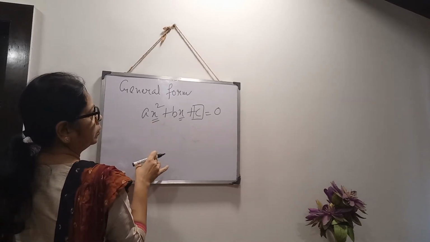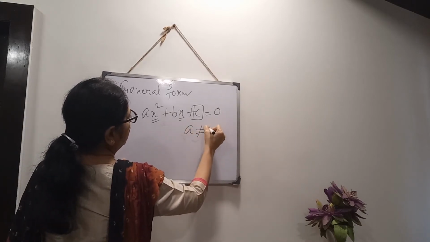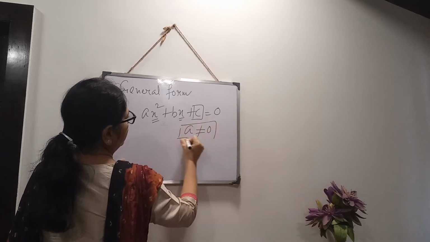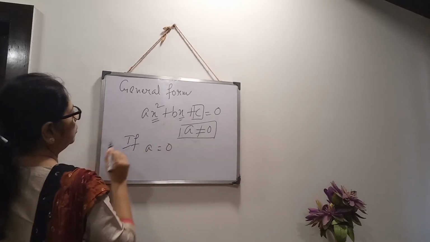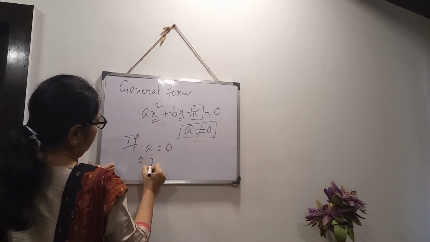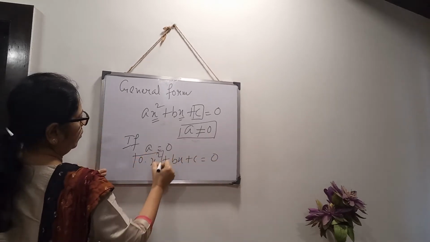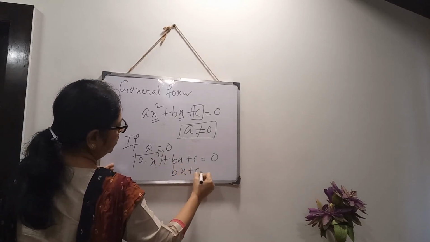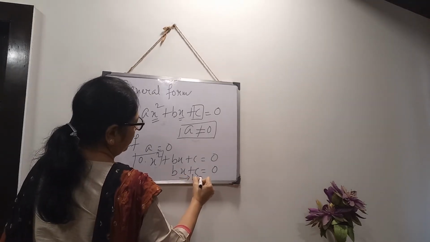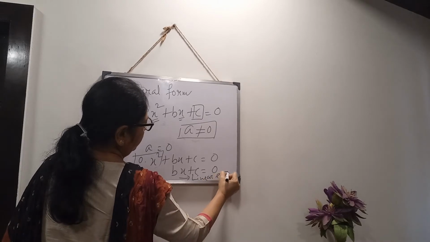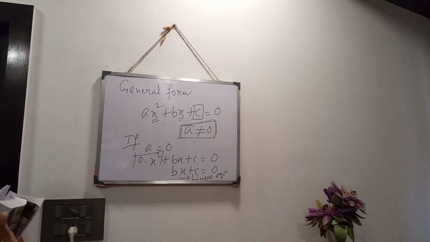Clear? Now, what is the most important condition? For any equation to be a quadratic equation, a not equals to 0. That is the most important condition. If a will be 0, then what will happen? Suppose a equals 0. Then 0 into x square plus bx plus c equals to 0. This term will vanish away. So my equation becomes bx plus c equals to 0. This is not a quadratic equation. It is a linear equation. Clear? So the most important condition is that a not equals to 0.